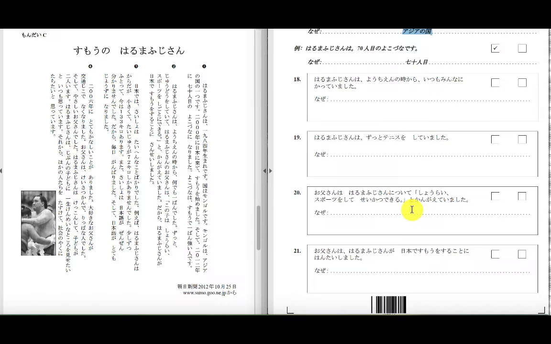In this one, you're looking for here, kangaite imashita. He thought. So you're going to be looking for his thoughts. And this one is sumo o suru koto ni hantai shimashita. To be opposed to sumo. Here, hantai shimasu is to be opposed to.